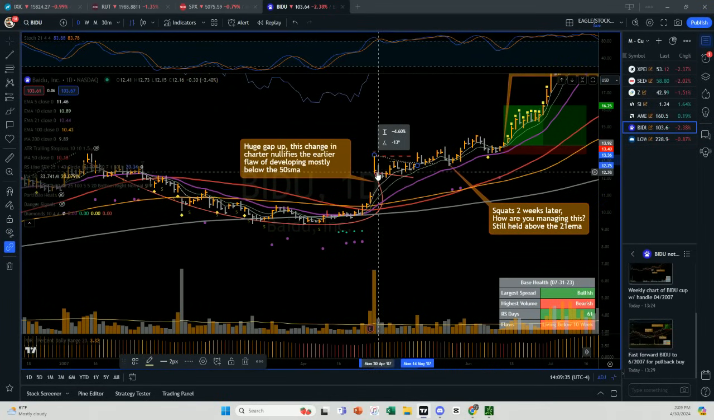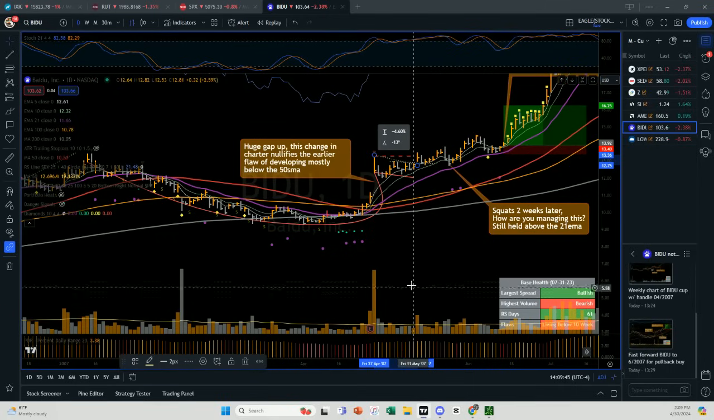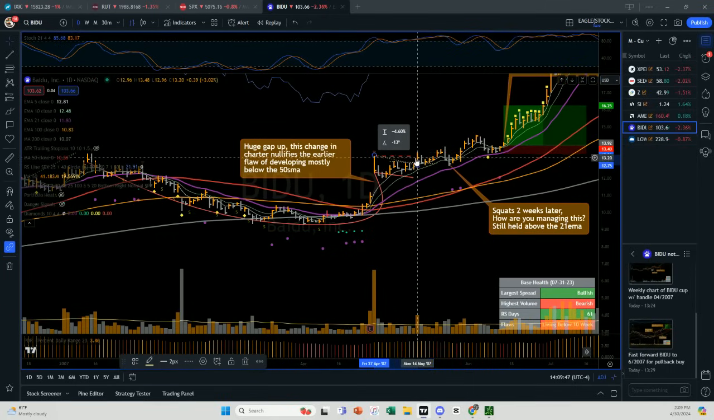But as far as this handle goes, it behaves exactly how you might expect: price going sideways, volume declining, and then when price attempts to break out, volume is elevated. Right? It's about twice the daily average.